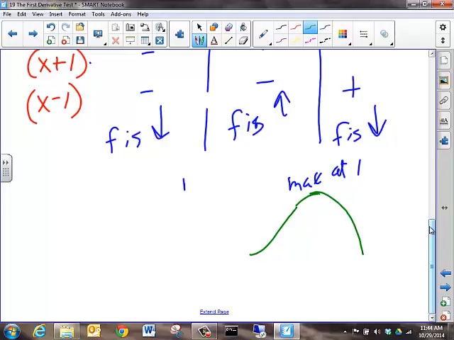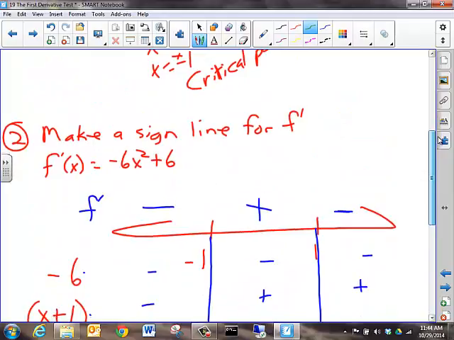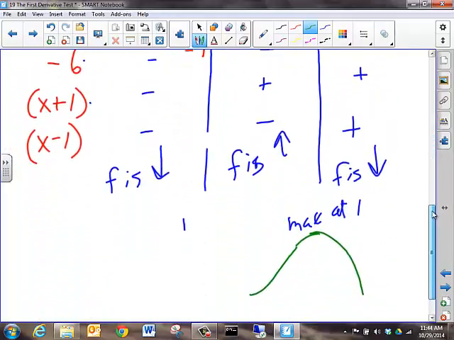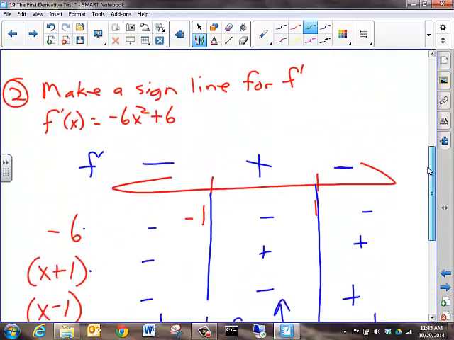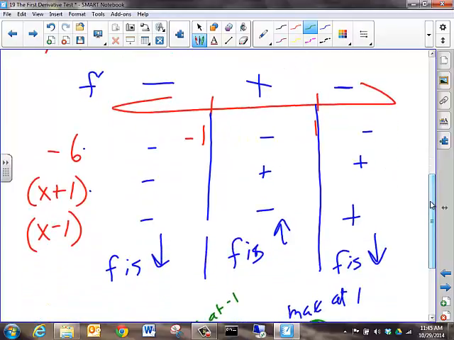What about over here? What's going to be happening here at negative 1? The function's going down. The function is 0. And after that, the function's going up. So what about this point here? It is a min. Min at negative 1. So suddenly you can figure out where the maxes and mins occur by using the first derivative test. That's what we just did. The first derivative test says take the derivative, set it equal to 0, do a sign line, and determine where the maxes and the mins occur.